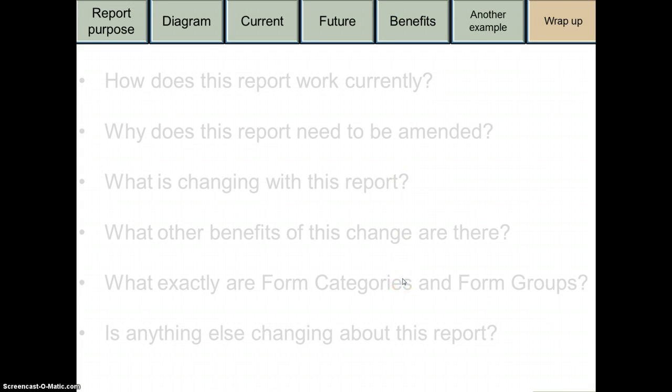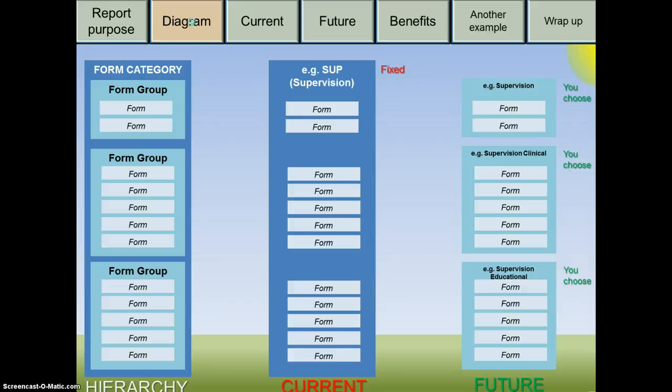I've used the terms form category and form groups during this webinar. To recap quickly what this particular terminology means, referring to the diagram again, the hierarchy is as follows. Form category is a large grouping of forms. Within that we have form groups, which is the lower down level in the hierarchy, and within that, individual forms.